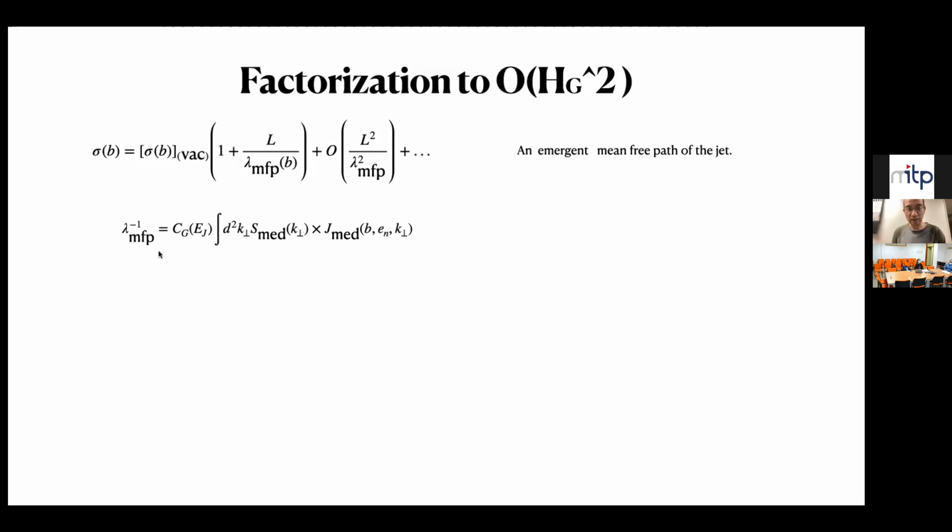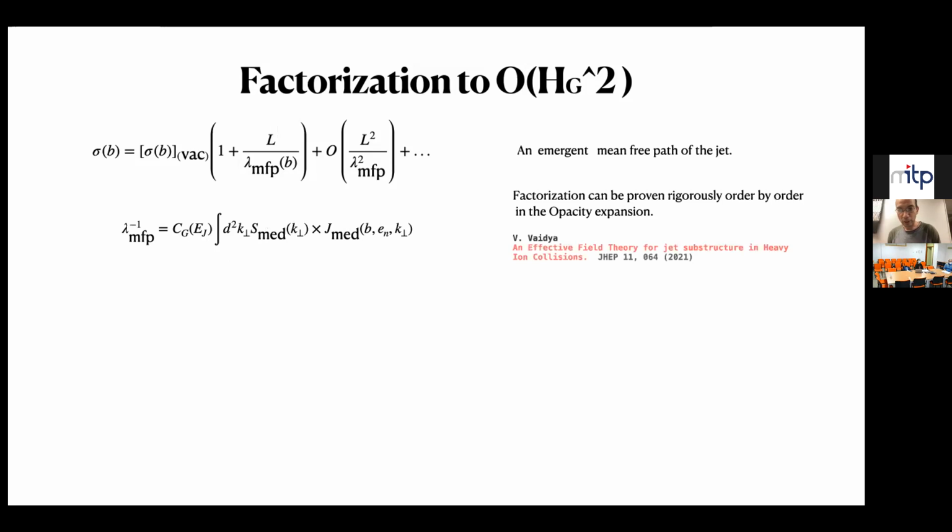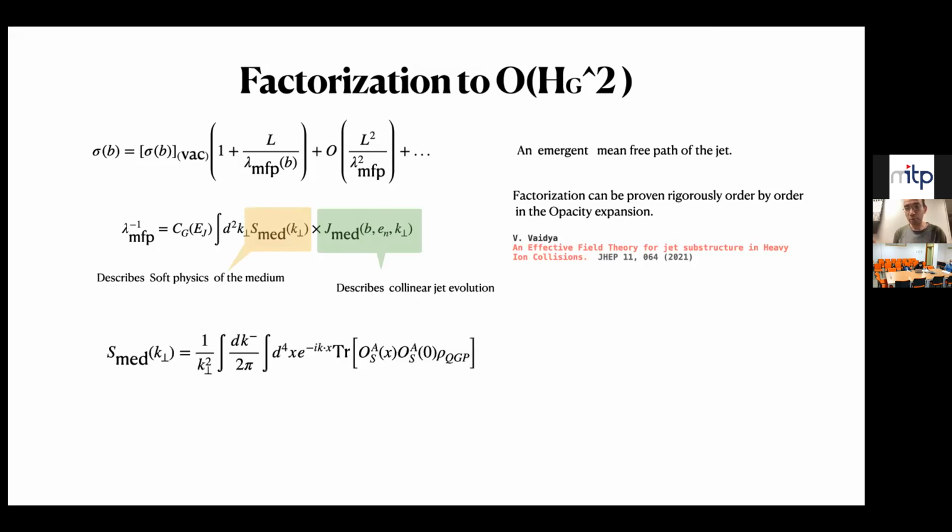So this is an emergent scale, and it's written in terms of a hard function, which sits at the scale Q, the hard scale, and a soft function and a jet function. Now, this was the subject of this paper. This object, the medium jet function, describes the evolution of the jet, whereas the soft function is describing the soft physics of the medium. So the physics is being factorized in terms of the soft physics of the medium and the collinear evolution of the jet. And what I mean is that I can give you a precise field theoretic definition for what this object is.